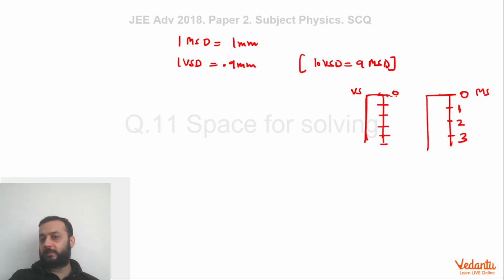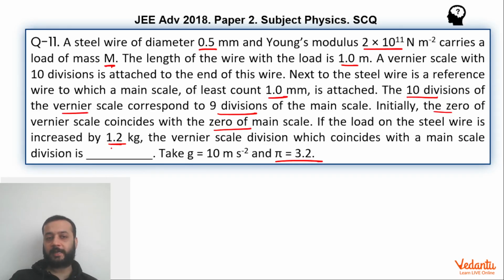Now if you see, this is initially at the same horizontal level. Now first let us see how much this vernier scale will go down. How much will this shift below? That we can find using the concept of Young's modulus. We have put an extra weight of 1.2 kg, so let's calculate this here itself. Tension will increase by 12 newtons. Tension upon cross section area, we'll use this formula: force upon area equals Young's modulus into delta L upon L.